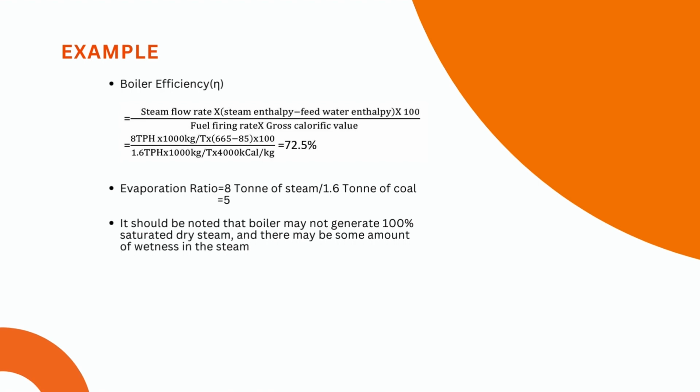When we substitute all the values, we will get 72.5%. Evaporation ratio is 8 tons of steam per 1.6 tons of coal, that is 5. It should be noted that the boiler may not generate 100% saturated dry steam and there may be some amount of wetness in the steam.